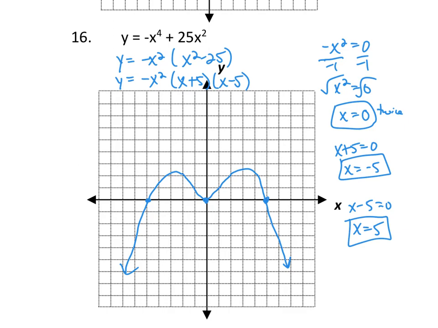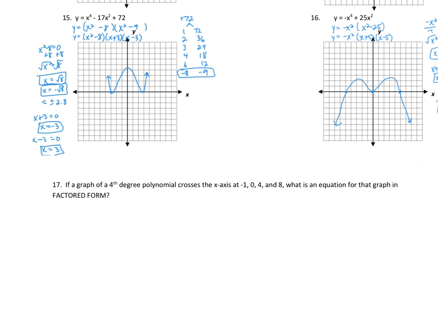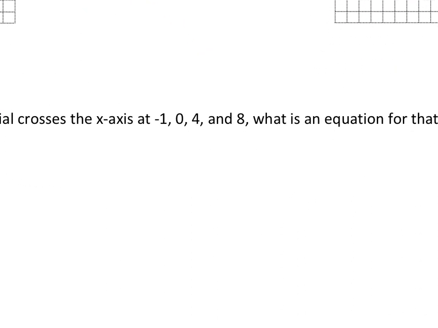Okay, last one, number 17. This has gone on long enough. Let's finish it up. It says if a graph of a 4th degree polynomial crosses the x-axis at negative 1, 0, 4, and 8, what is an equation for the graph in factored form? Not standard form, but factored form. Well, we're basically going the other way. So it tells us that it crosses at those 4 points. So then what are the factors going to be? It's going to be x plus 1, x plus 0, so x, x minus 4, and x minus 8.